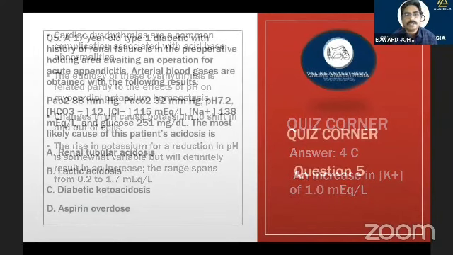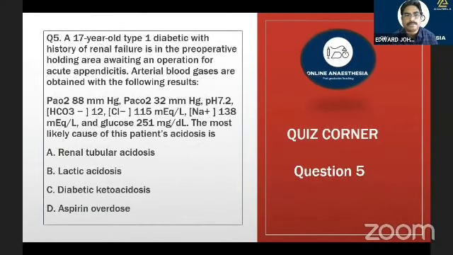The fifth question is, a 17-year-old type 1 diabetic with a history of renal failure is in the preoperative holding area awaiting an operation for acute appendicitis. The arterial blood gases are obtained with the following results: PaO2 of 88, PCO2 of 32, pH of 7.2, bicarbonate 12, chloride 115, sodium 138, glucose 251. The most likely cause for this patient's acidosis is renal tubular acidosis, lactic acidosis, diabetic ketoacidosis, or aspirin overdosage.